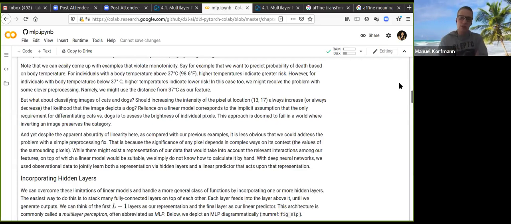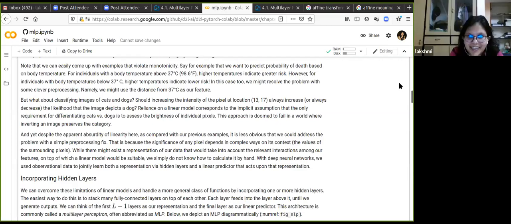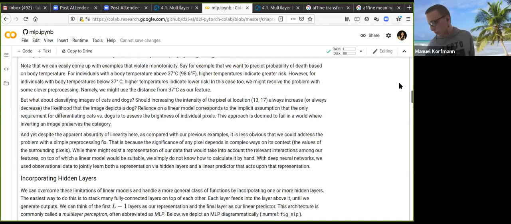While there might exist a representation of our data that would take into account the relevant interactions among our features, on top of which a linear model would be suitable, we simply do not know how to calculate it by hand. With deep neural networks, we use observational data to jointly learn both the representation via hidden layers and a linear predictor that acts upon that representation. I'll read the paragraph again. I did not understand. Yeah, please.